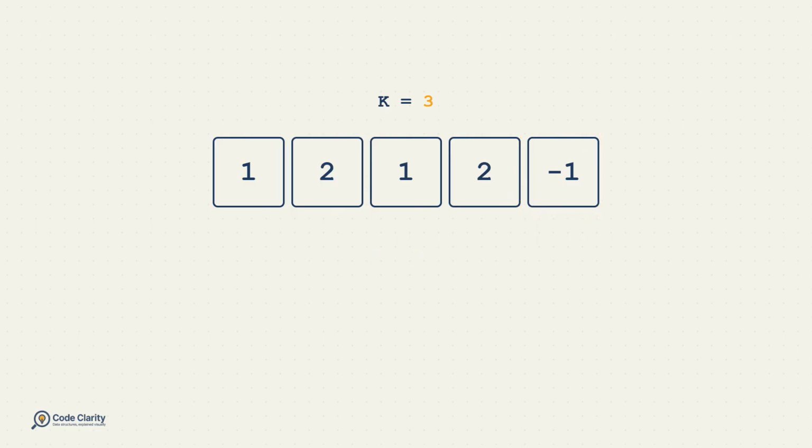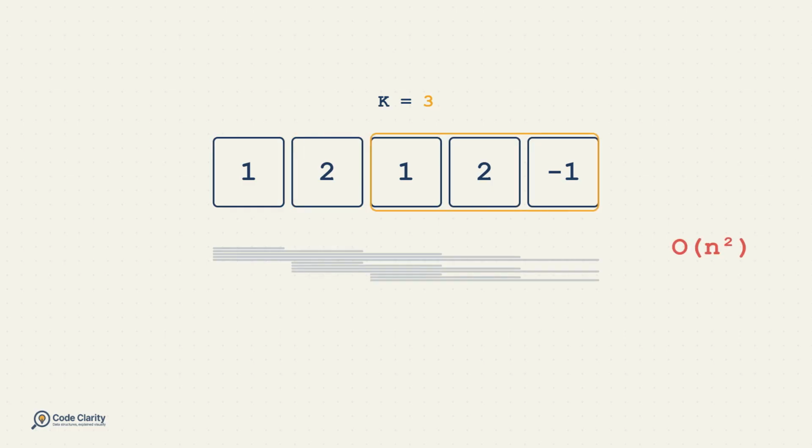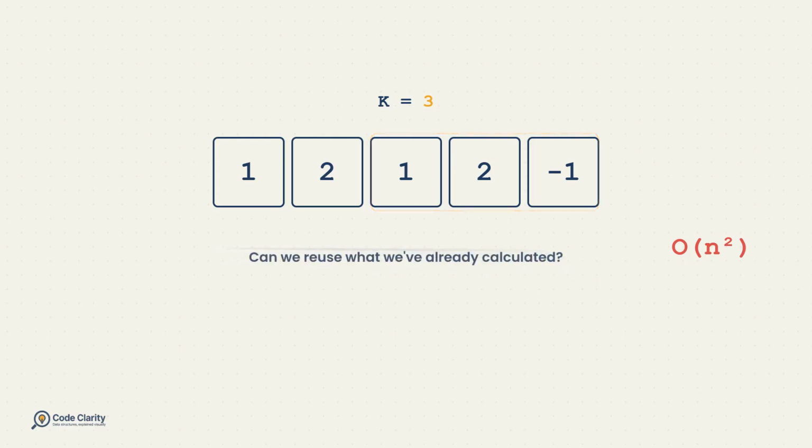One approach is to choose every possible starting position, then keep extending the ending position. It works, but as the array grows, the number of ranges grows quickly. For an array of size n, this takes O of n squared time. That's a lot of repeated work. So, can we reuse something we've already calculated?